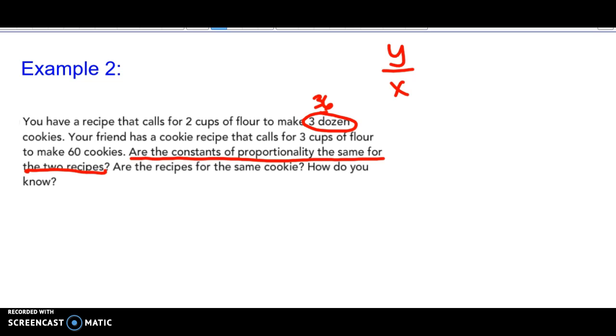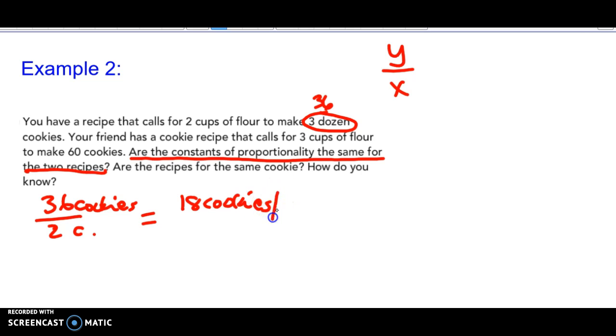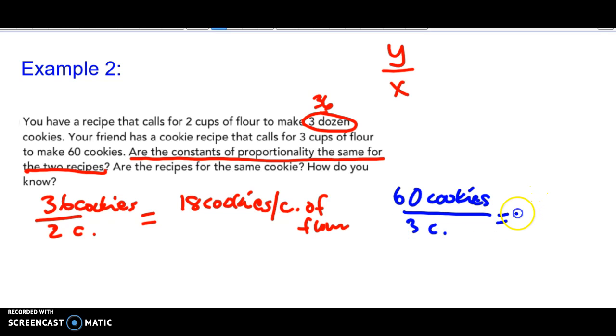So let's look to see if these constants of proportionality are the same. All right, so for our recipe, we can make 36 cookies per 2 cups of flour. So this would reduce to 18 cookies per cup of flour. Our friend's recipe makes 60 cookies, but it takes 3 cups of flour. So this would reduce to 20 cookies per cup of flour.